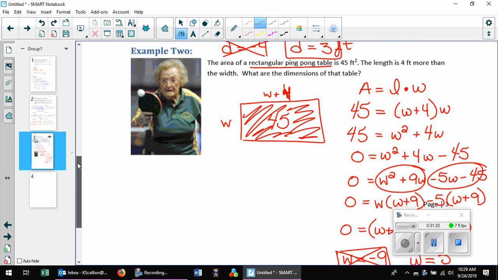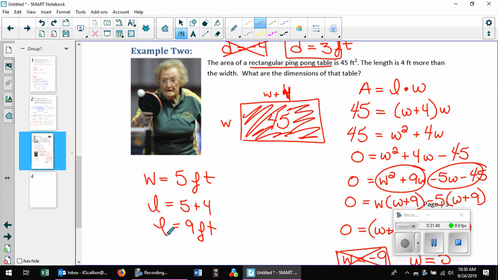Okay, but if I've done this question, it says, what are the dimensions of the table? My width is 5 what? Feet. And my length is 4 more than the width. 5 plus 4, which is 9 who? Feet.